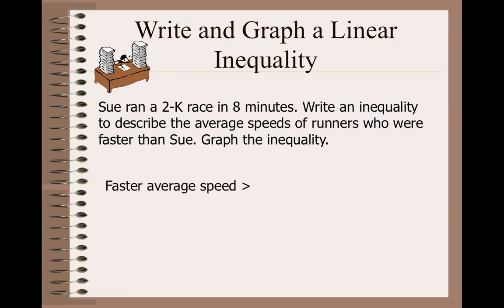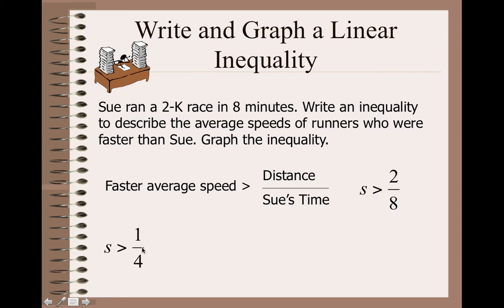So let's say, ito yun, faster average speed, faster than Sue. Pag sabing faster than Sue, pwedeng, this is less than, right? Ay, greater than. And then, distance over Sue's time. The distance is 2 over Sue's time is 8 minutes. In a symbol, we have s greater than 2 over 8. Or this is equal to 1/4.